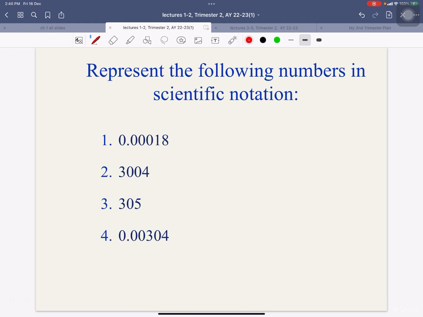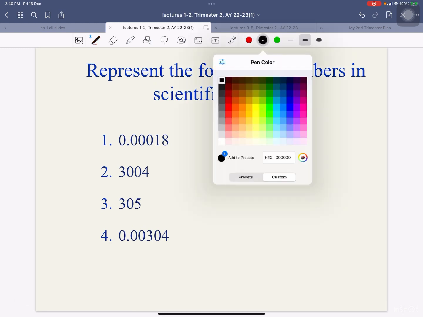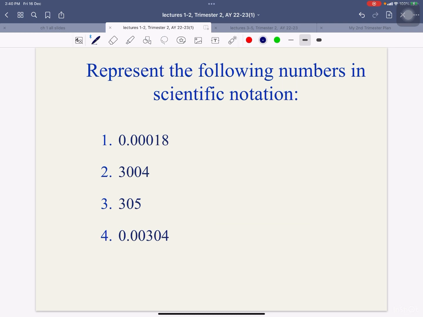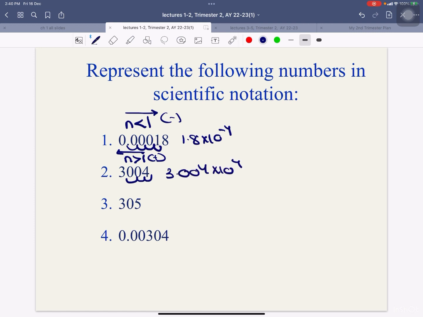Okay, let's solve a few together. So let's solve with the blue. Here the number n is less than 1, so we're going to move to the right, and the power is going to be negative. 1, 2, 3, 4. 1.8 times 10 to the power of negative 4. Here is a number greater than 1, so we're going to go to the left, and the power is going to be positive. So 1, 2, 3. 3.004 times 10 to the power of 4.